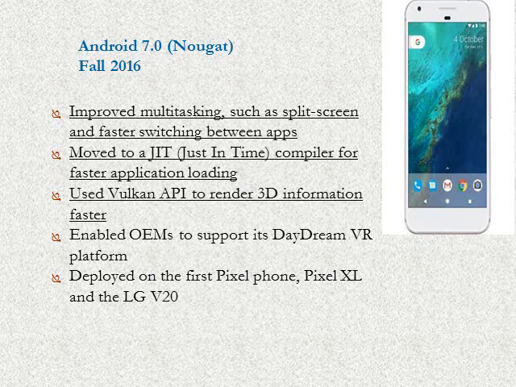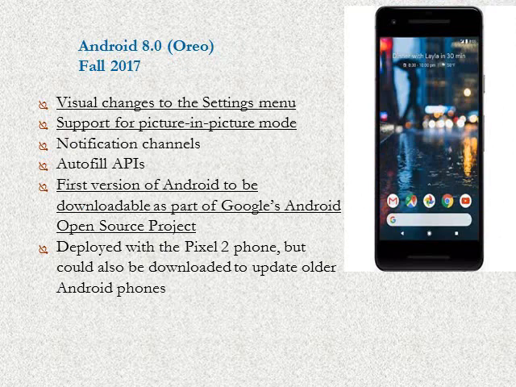Android 7.0, now you have split screens, just-in-time compiler is in there, and the refresh rate and 3D rendering of information was quite quick, quite better in this. Android 8.0 Oreo, this was the first version that is downloadable, so you can update it and upgrade your device. There are several visual improvements in this version, as well as definitely the open source is there.